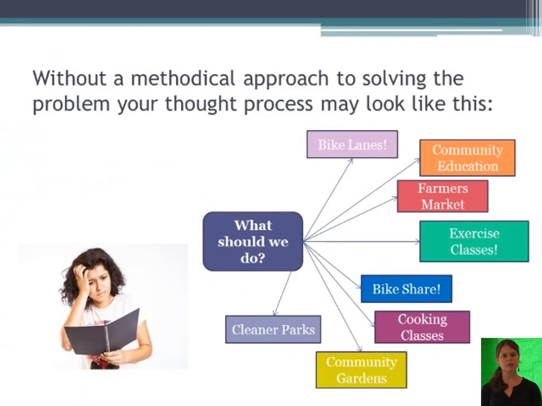But without a methodical approach to solving the problem, your thought process may look a lot like this. What should we do? Oh, how about bike lanes? Maybe a farmer's market? We could do a bike share. What about community gardens? How about cleaner parks? Cooking classes? Exercise classes? Community education about health? Okay. Now, who out there really wants to implement that program? Sounds like a nightmare, right?